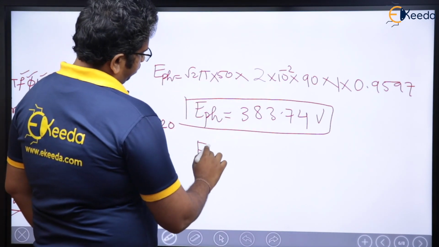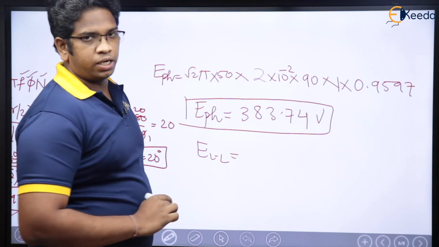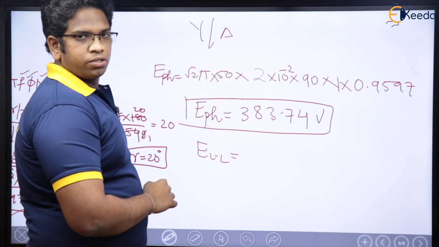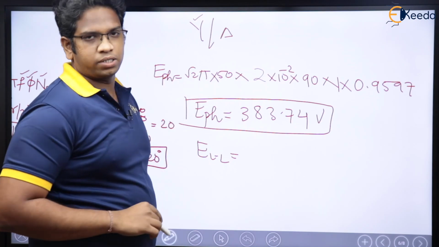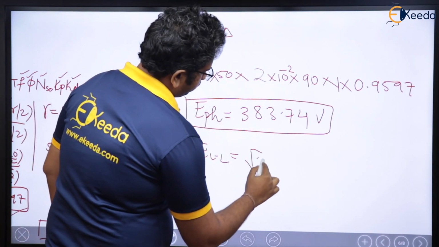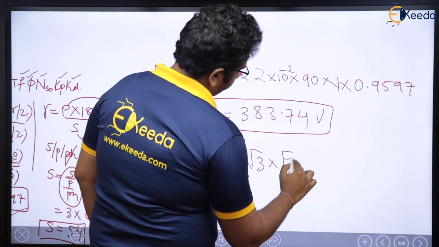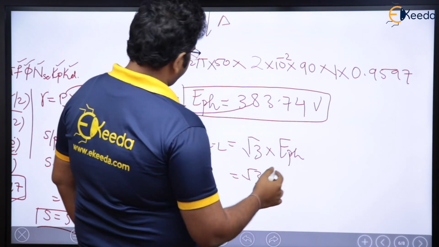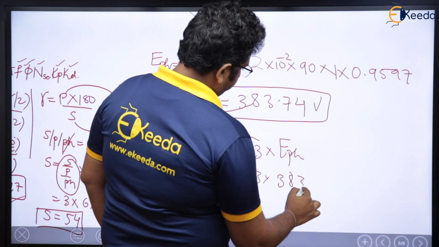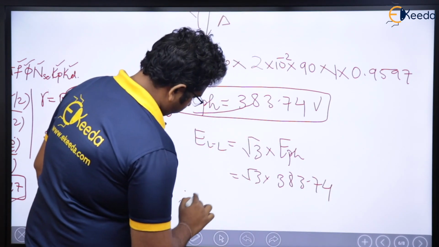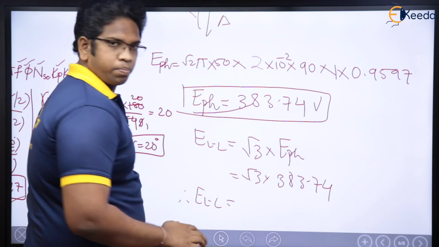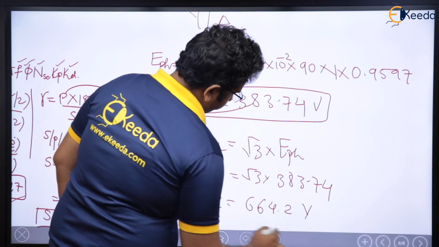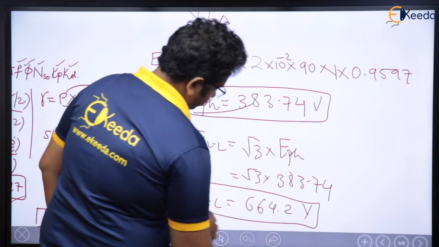Let us think of line voltage, E line to line. What is line to line voltage? They have not mentioned whether it is star or delta, right? So whenever they are not mentioning, always consider it as star. So if you think of star, then it is going to be root 3 multiplied by E phase. Just now we saw 383.74 into root 3. Therefore, E line to line is going to be 664.2 volts. This is the line to line voltage.